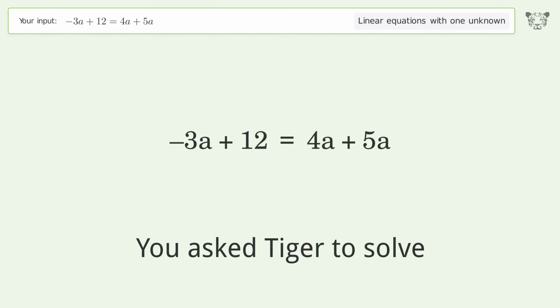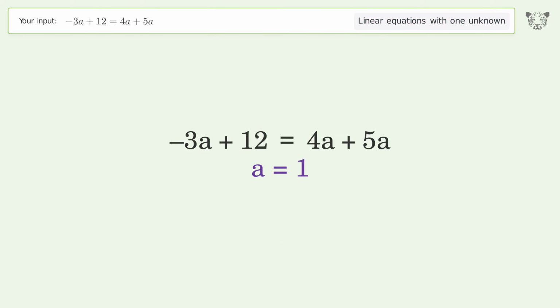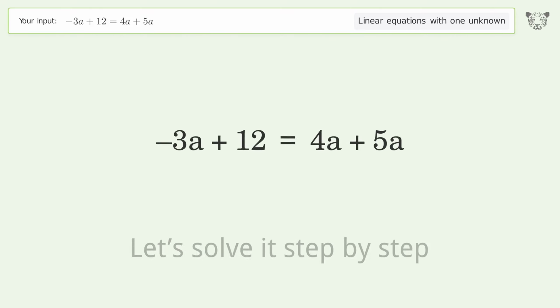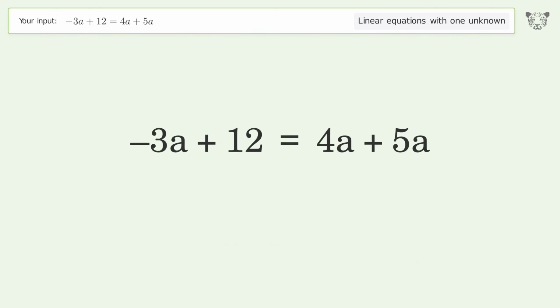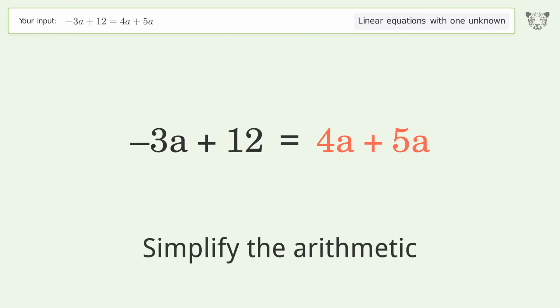You ask Tiger to solve. This deals with linear equations with one unknown. The final result is a equals 1. Let's solve it step by step. Simplify the expression. Simplify the arithmetic.